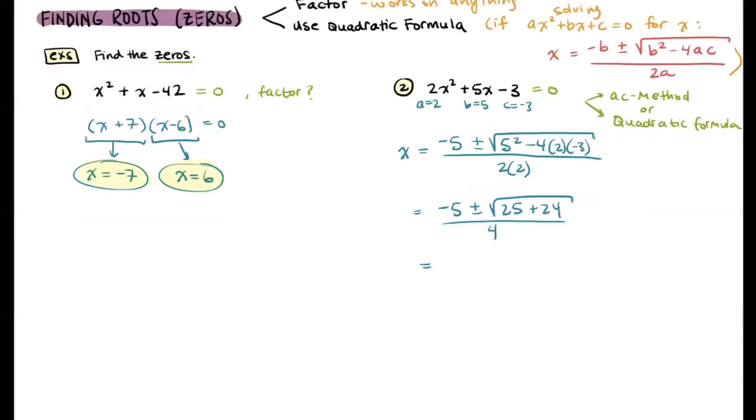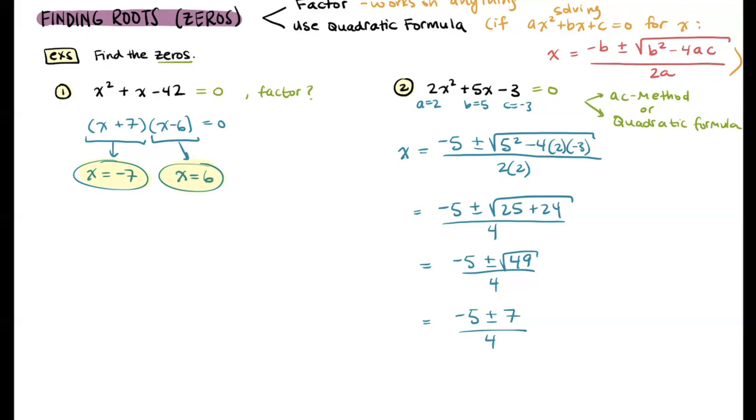Now inside of the radical, we have 25 plus 24. I think that is 49. All right, 49 is a great perfect square. So actually in this case, we have some nice numbers to work with. A lot of times the quadratic formula can give you irrational numbers. In this case, we won't have that. So we've got -5 plus or minus 7 over 4.